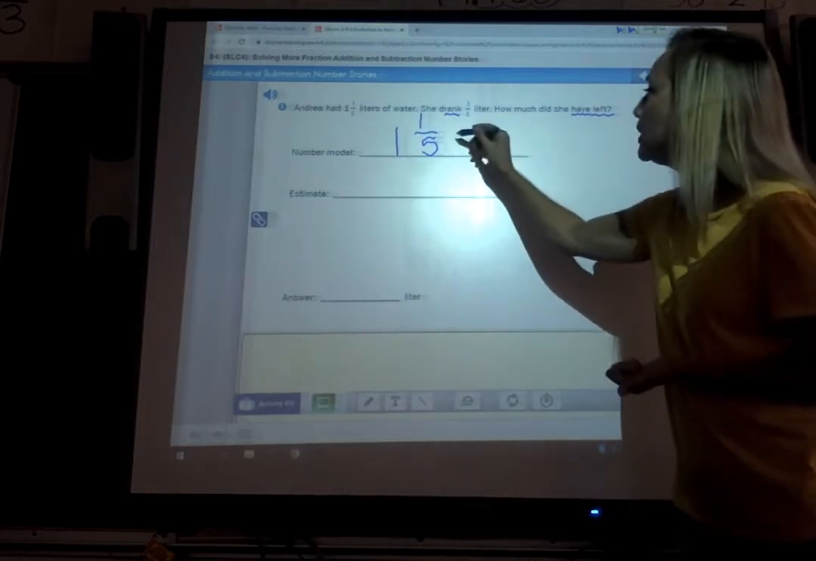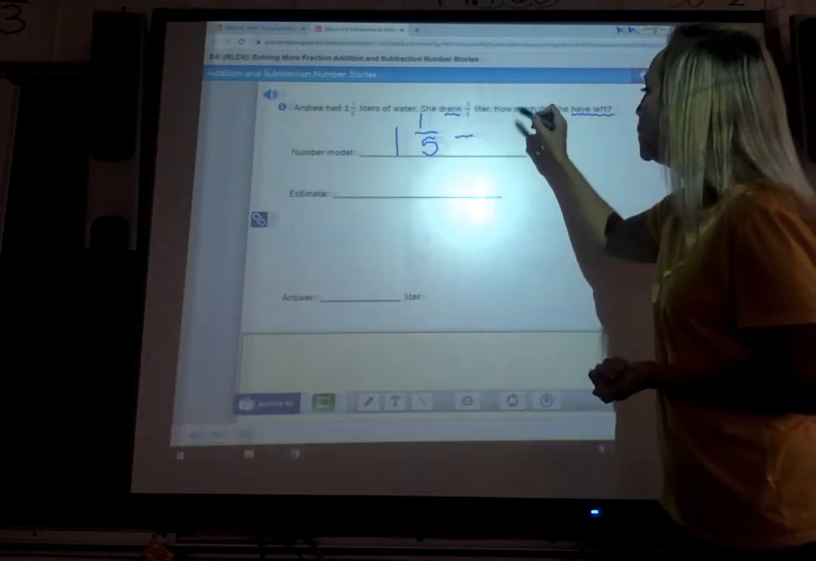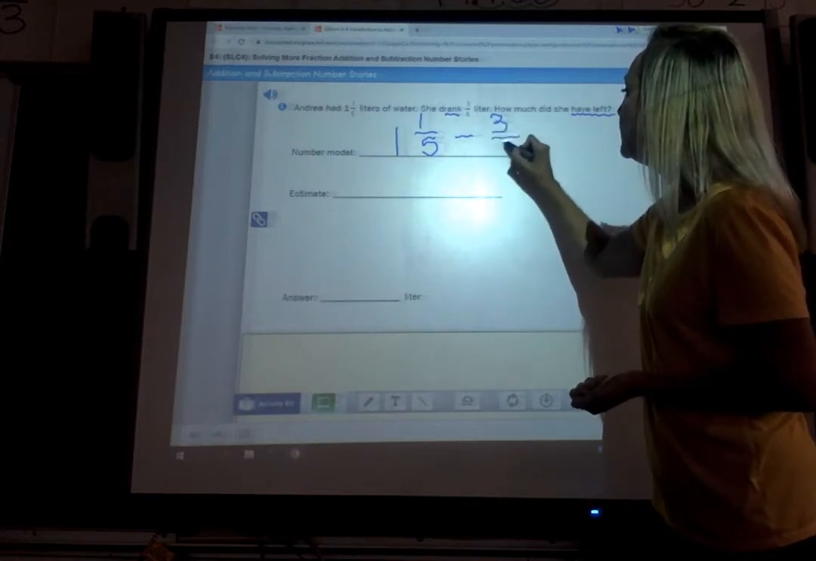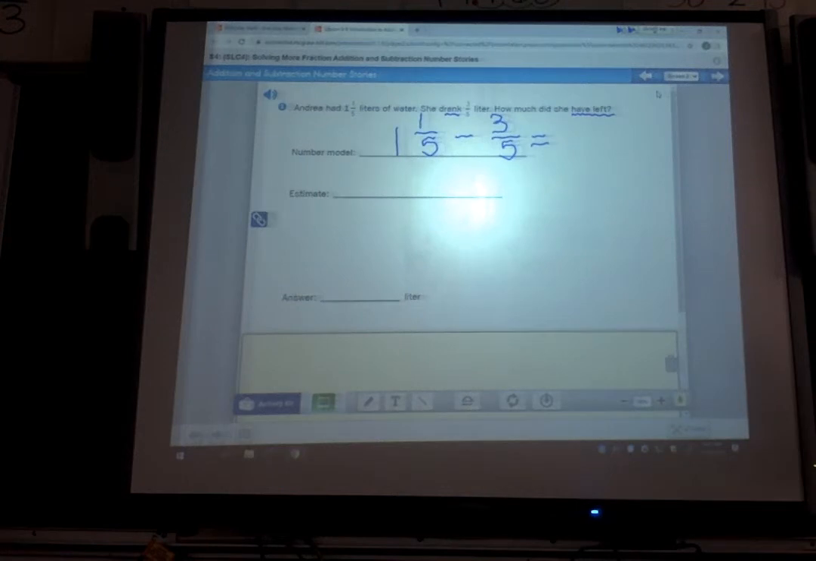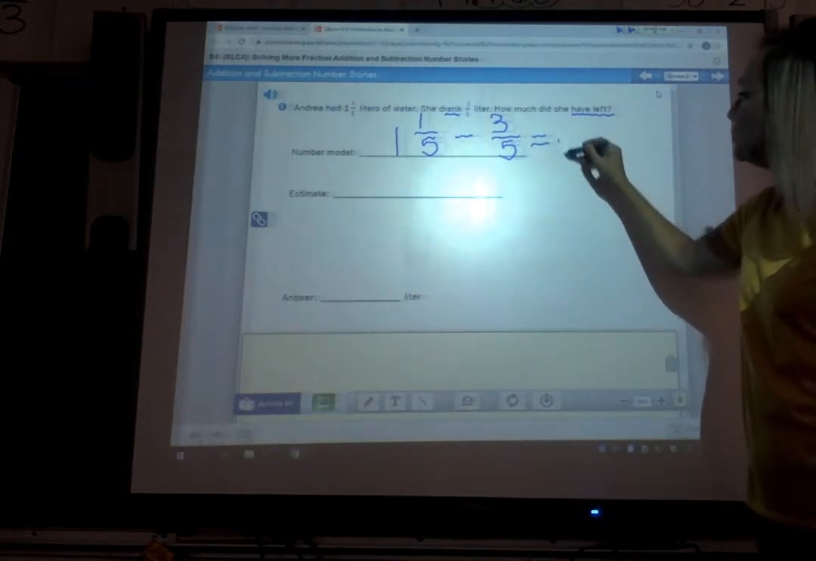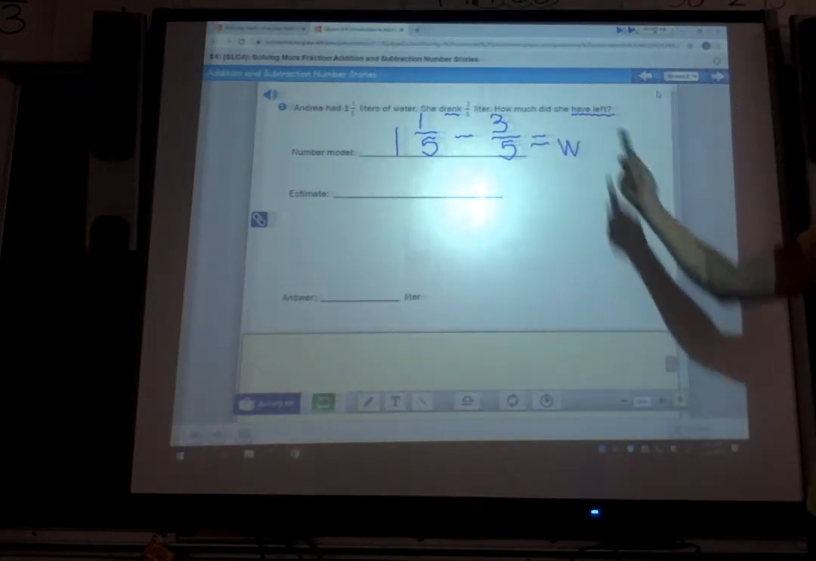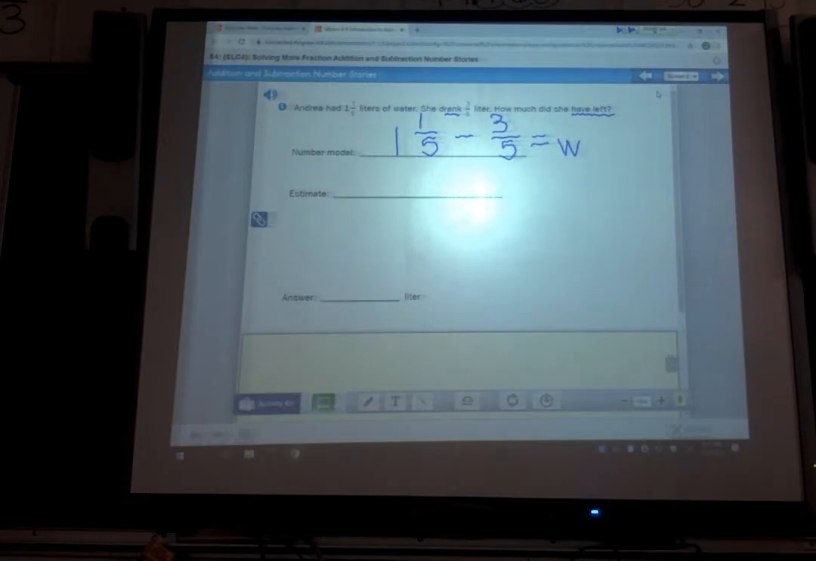All right, that would be subtraction. So we're going to subtract 3/5 equals, and I'm just going to put W for water. So you can use any letter to represent your variable.